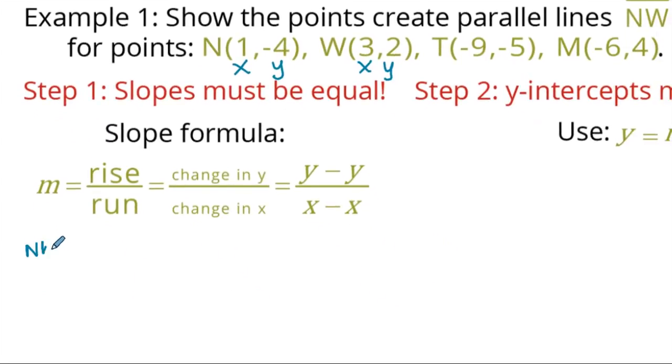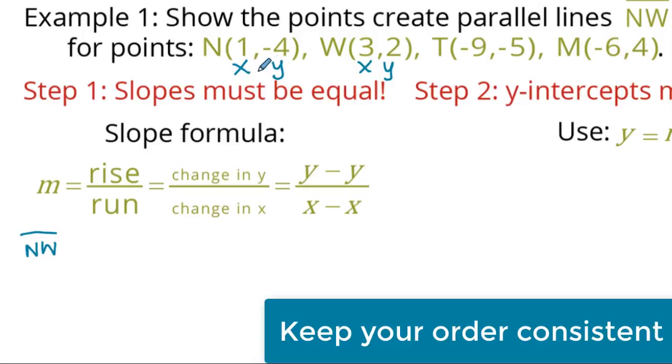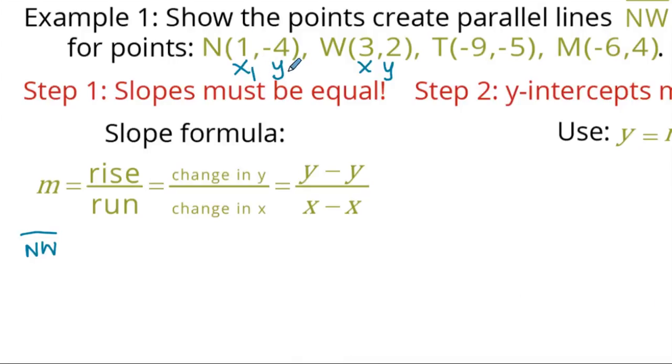To find the slope of NW, I'm going to take away my y's. Now, I didn't tell you which order. The only part of the order that matters is that whatever you do to the top, you have to do the same thing to the bottom. Since this is the first point, I'm going to say that this is x1, this is y1. Since this is the second point, this is x2, and this therefore is y2. I can start both with 1, I can start both with 2, as long as the order matches in the top and on the bottom. So if I do y2 minus y1, I'm going to do x2 minus x1, okay? If you put them backwards, make sure they're both backwards.